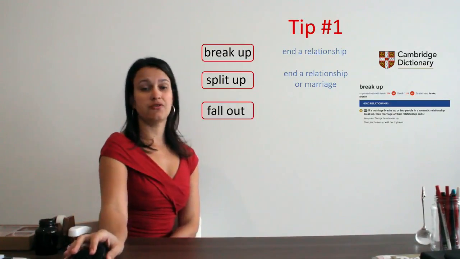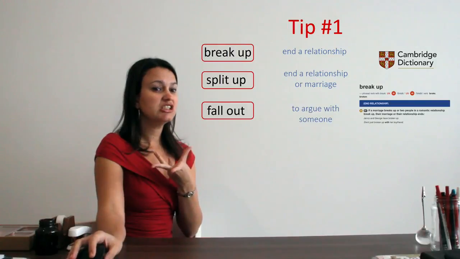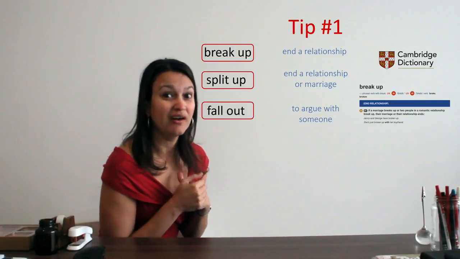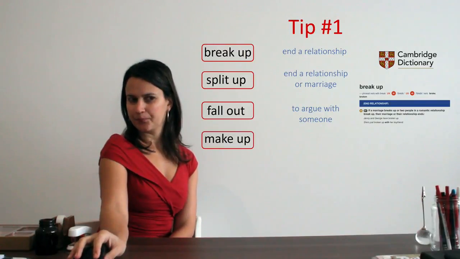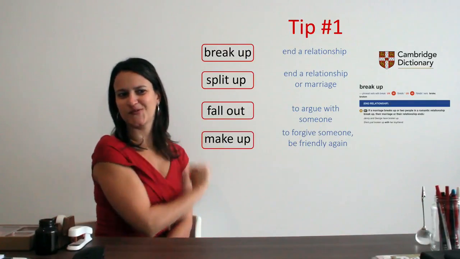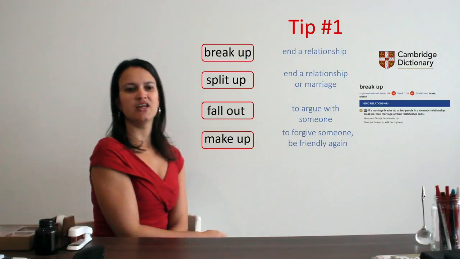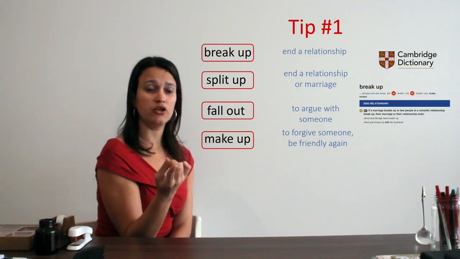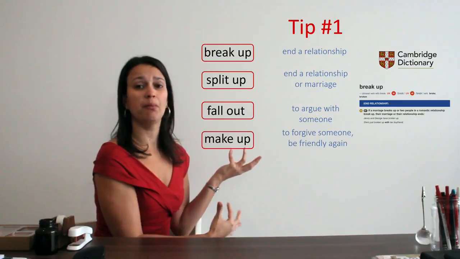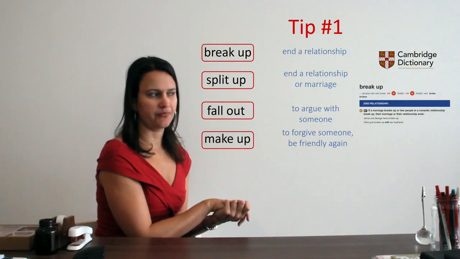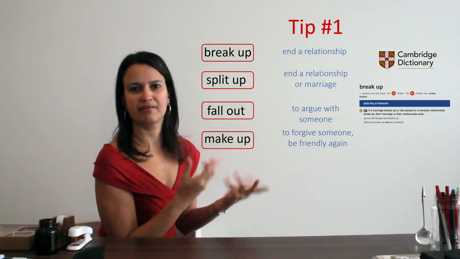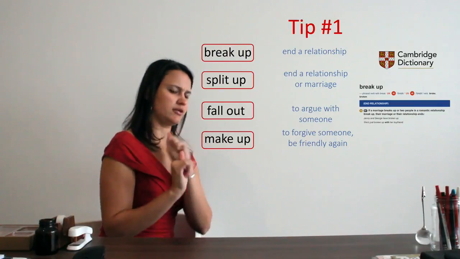The other one was to fall out. Any ideas? To argue with someone. Okay. And the next one was to make up. Any ideas? Make up? To forgive someone and be friendly again. So if you just look them up in the dictionary, you'll be fine, and you have the real meanings. Opposite to looking at the translator, which is not the best idea.